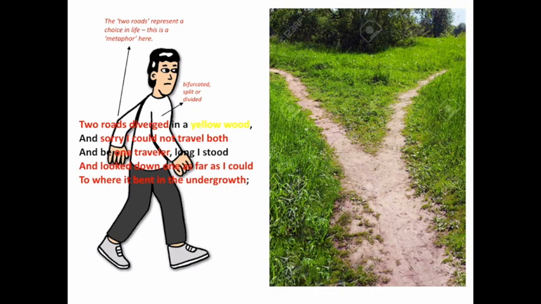As you can see on screen, these two roads represent a choice in life. This is a metaphor here. Diverged means bifurcated, and yellow wood means the trees and the leaves had become yellow. It was autumn season. And be one traveller, long I stood.